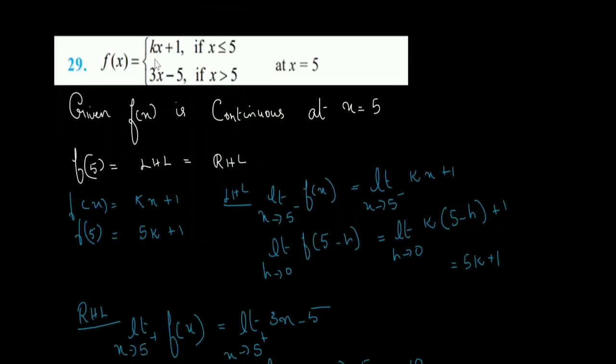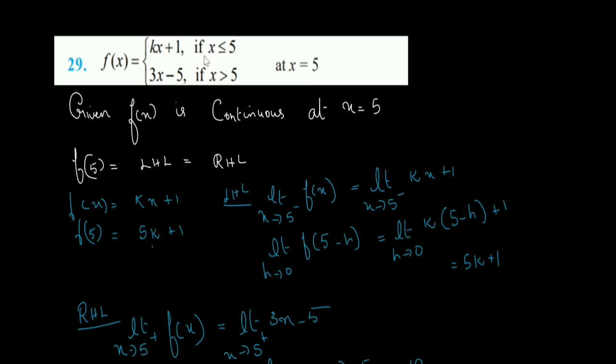f of x is given as kx plus 1 for x less than or equal to 5, and 3x minus 5 when x is greater than 5. Once again, the function is continuous at x equals 5, so we have to use this condition at x equals 5. Let us first find f of 5. So f of 5 is equal to 5k plus 1.